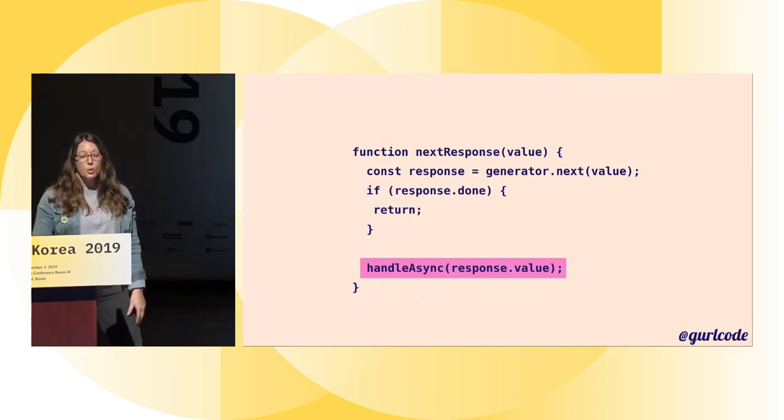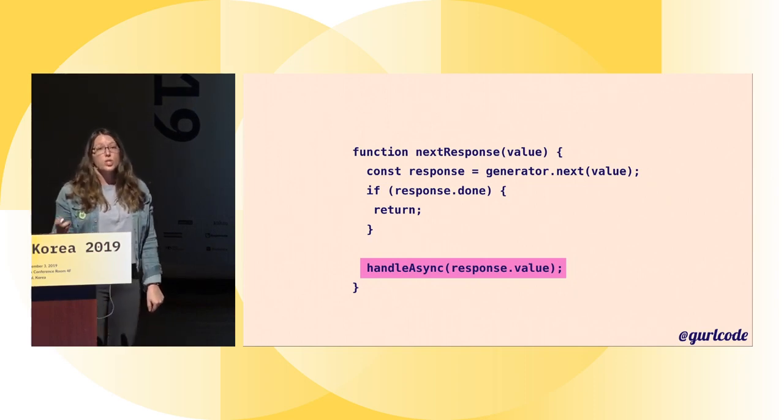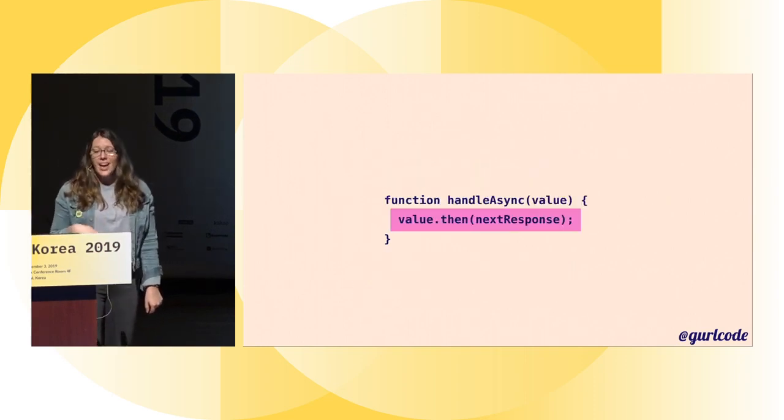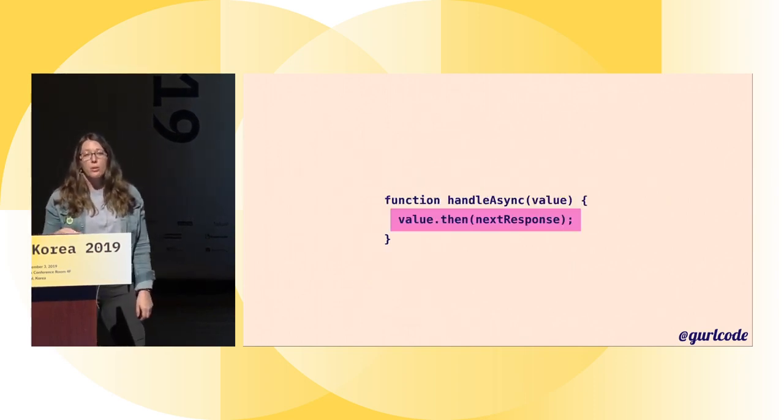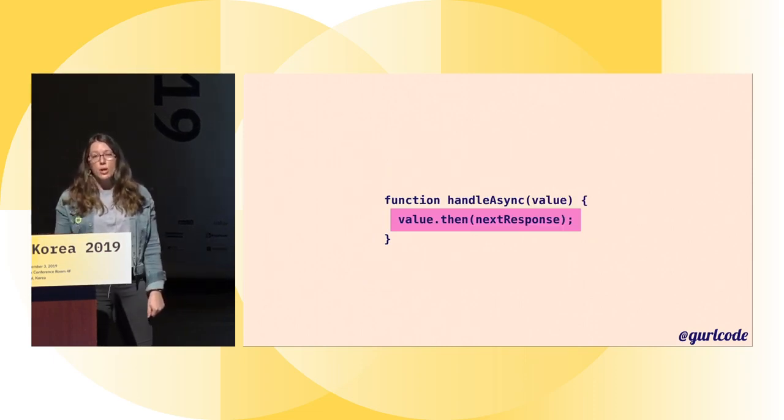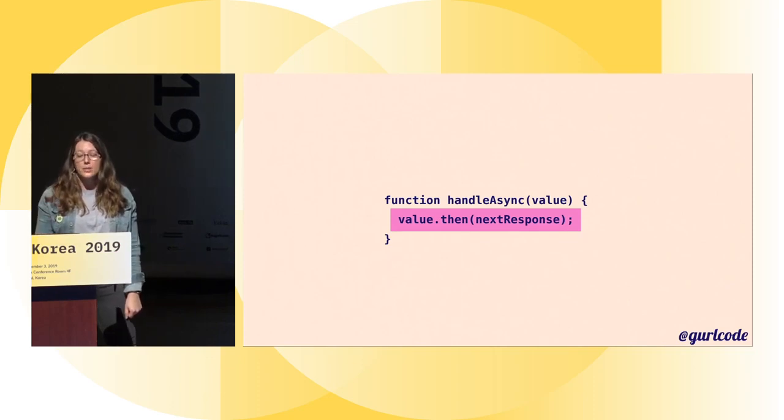So I can amend the coroutine to handle async requests. Instead of calling next response, we're going to call a handle async function. We're going to pass it the value of the generator's response, which is a promise. And now we can actually prevent the generator from resuming until the promise is resolved. And when it's resolved, we're going to call next response, which will resume the generator.